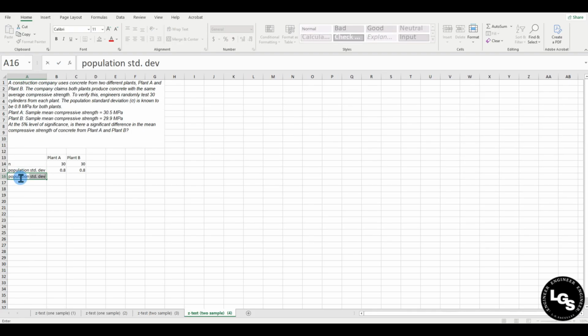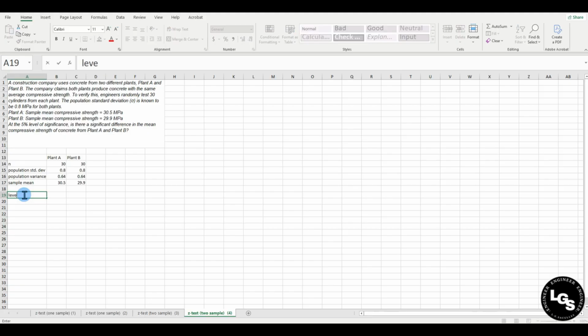So for the population variance, we need this later for the z-test. That is the square of the standard deviation, so we need to square this one. Same for plant B. So mathematically, they have equal variances again. Then for the sample mean of the compressive strength, plant A has 30.5, and plant B is 29.9.